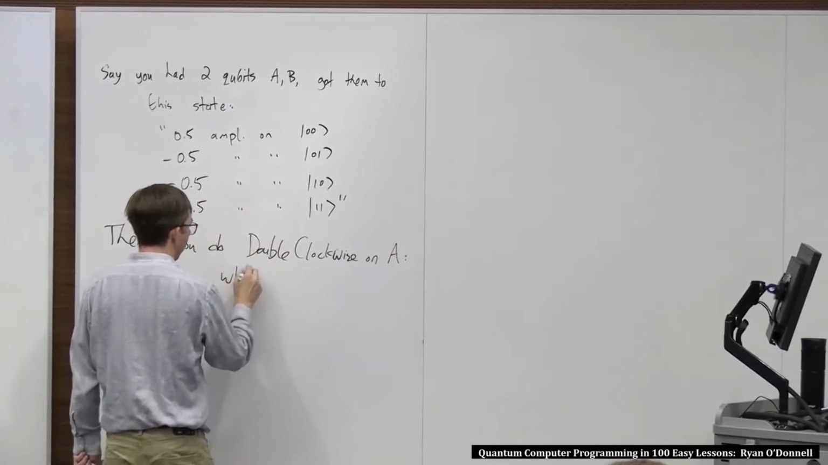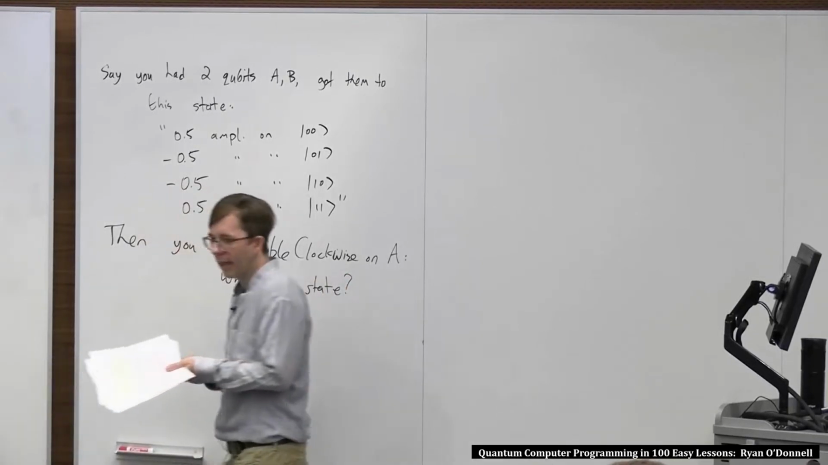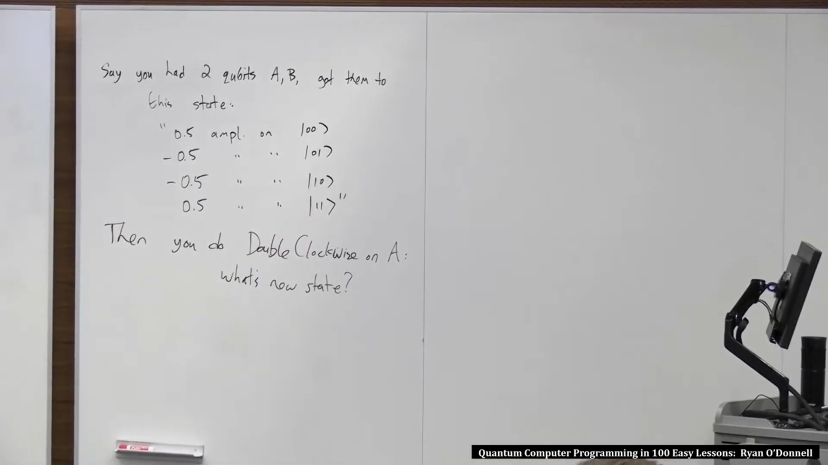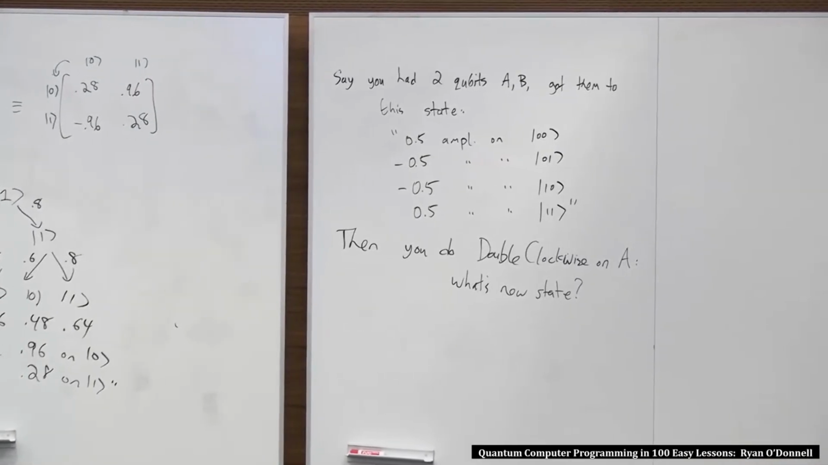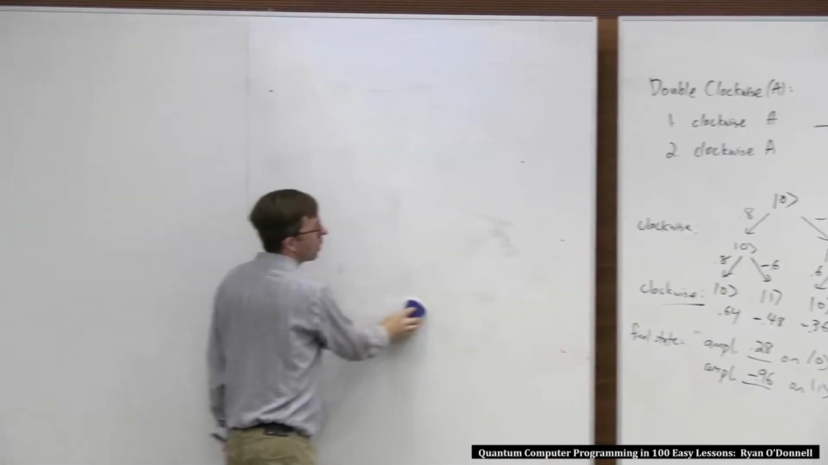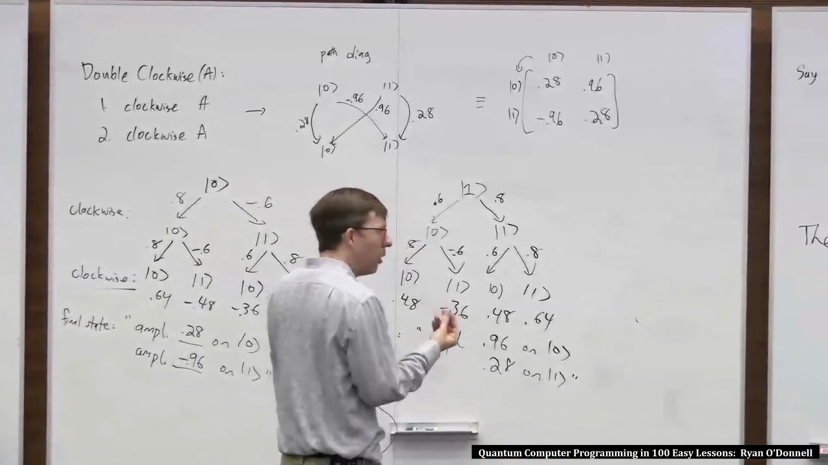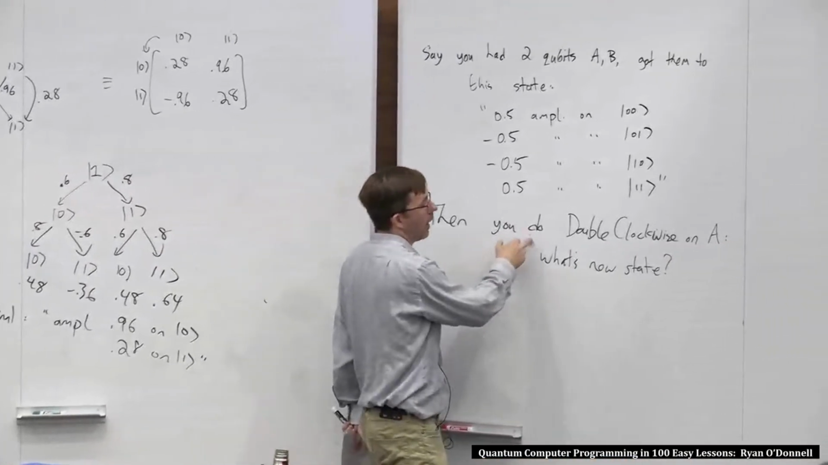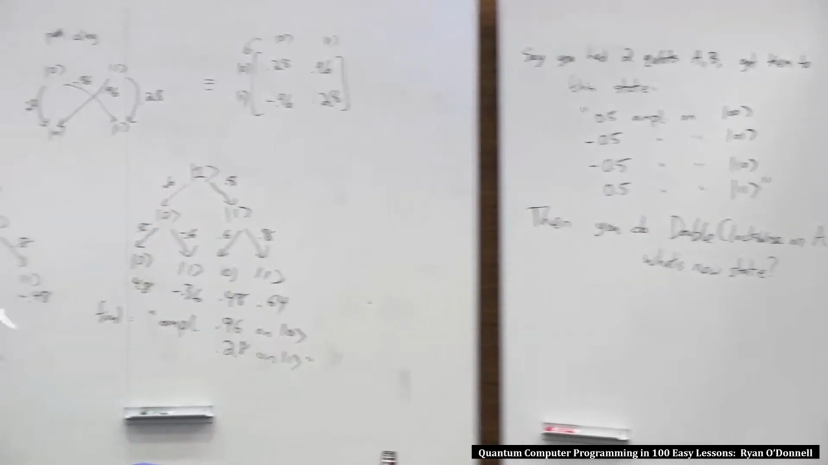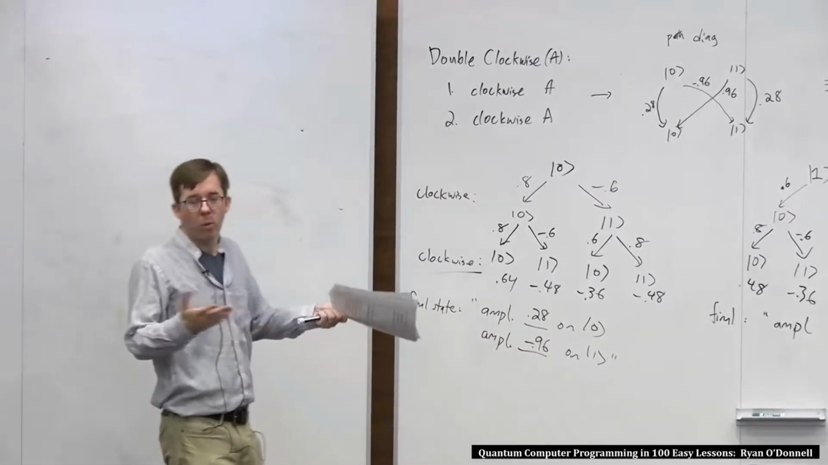You know, what's the new state? And just for clarity, to show you how these calculations work, I'll now solve this problem. I'm addressing this question: I know how double clockwise works on 0 and 1, but how does it work when you apply it to a state that's in superposition? Actually here it's even more subtle, because double clockwise only operates on one qubit, but now you have two qubits in superposition. So it's like you have two particles in some weird state, and now you're doing the double clockwise operation on one of them. What happens?